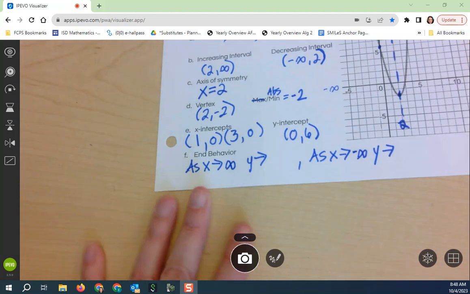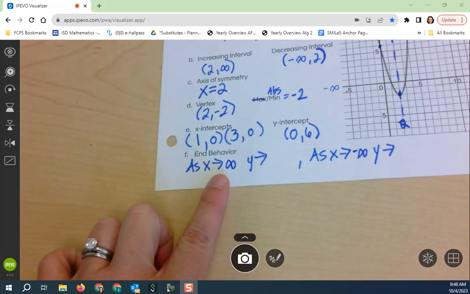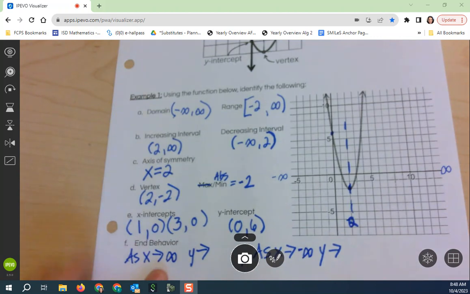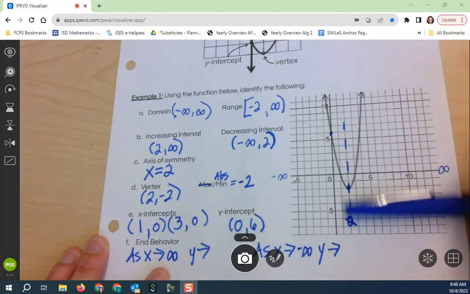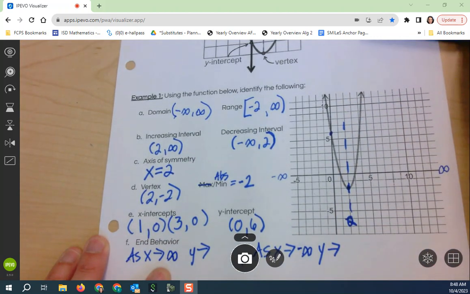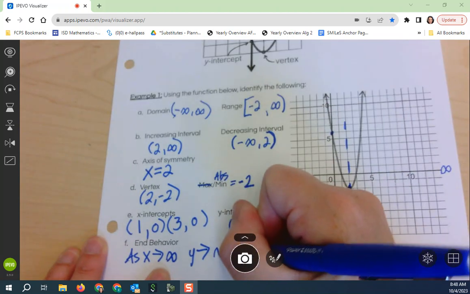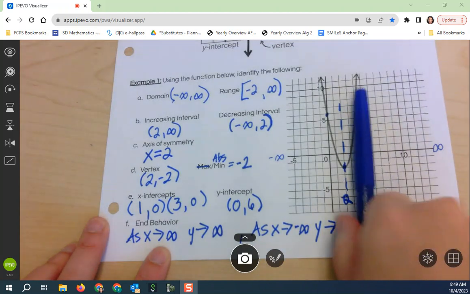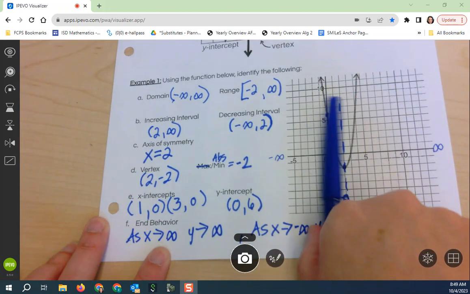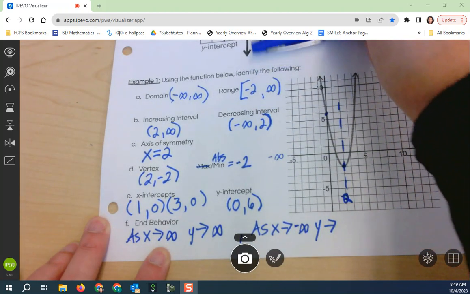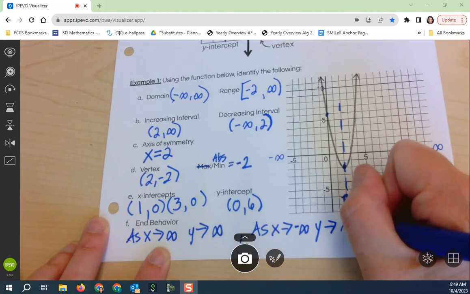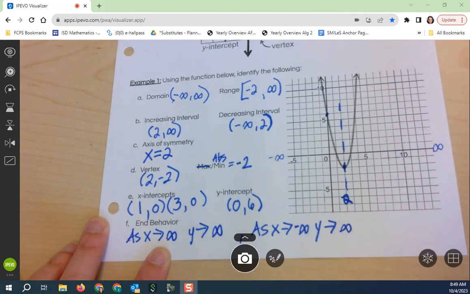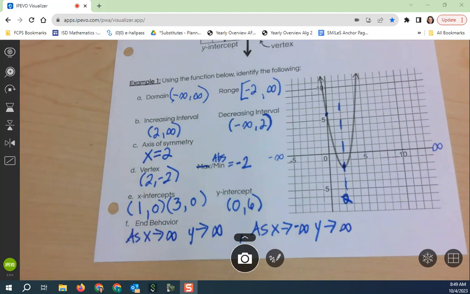Okay? So this is as x approaches positive infinity, that's the right side. As x is going to positive infinity, what is the y going to? Infinity, good. Because it's going up. And as x approaches negative infinity on the left side, what is the y going to? Positive infinity again, right. Okay, so both of your y's are positive infinity. Questions?